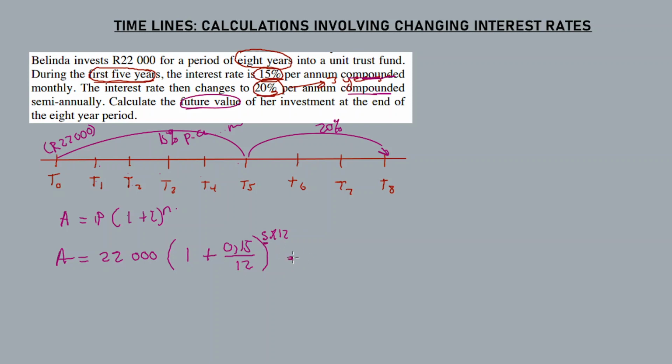Then we multiply again with 1 plus 0.20. We get 0.20 by dividing 20 by 100. Then we divide by 2, since it's compounded semi-annually. How many years are remaining for the 20%, how long does it compound? 1, 2, 3 years. So it's going to be 3 times 2.